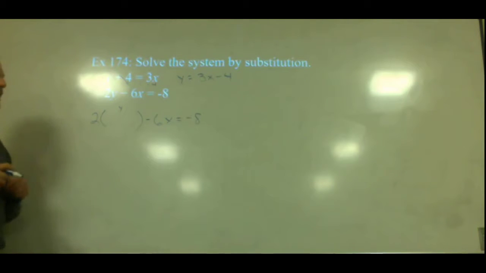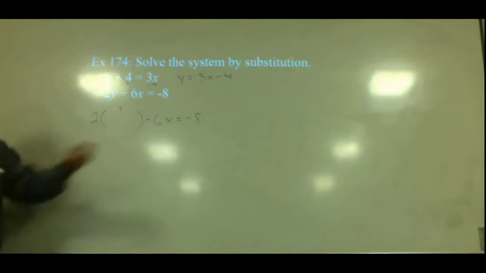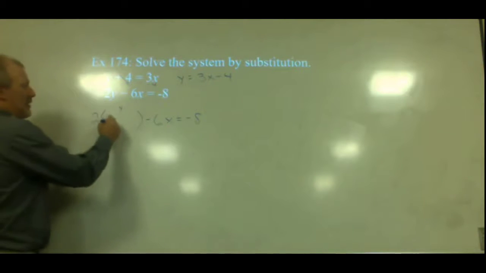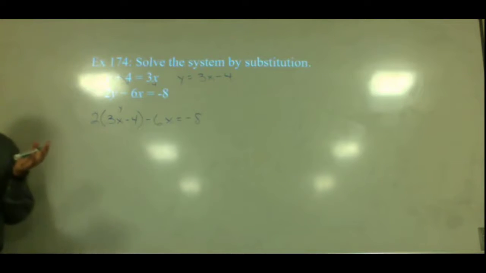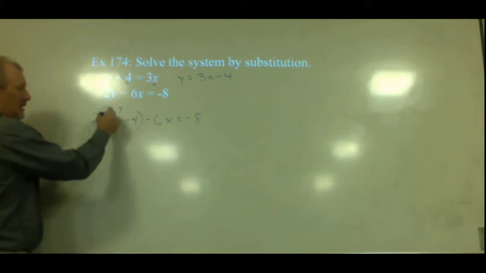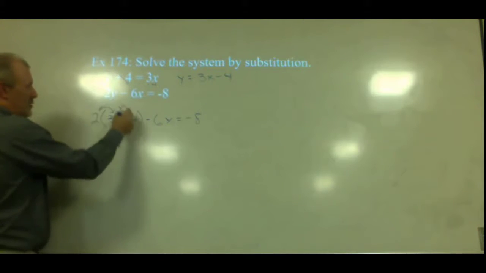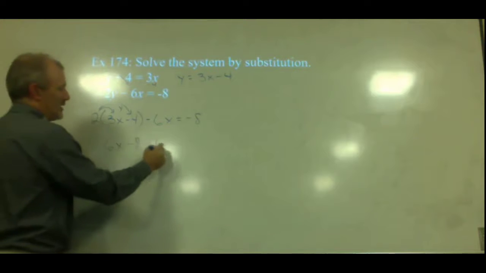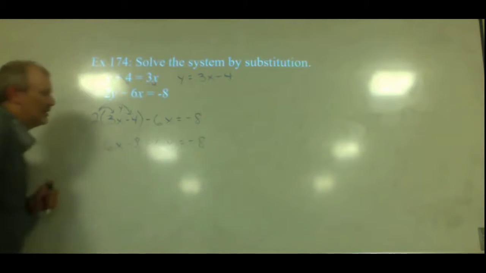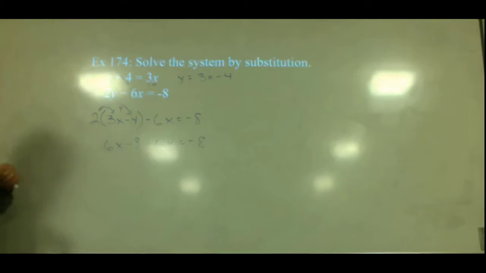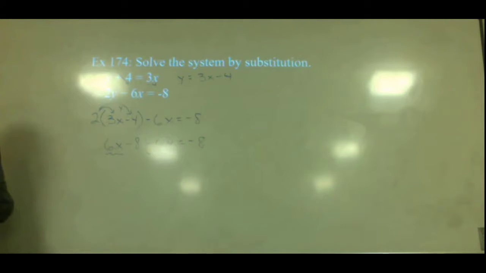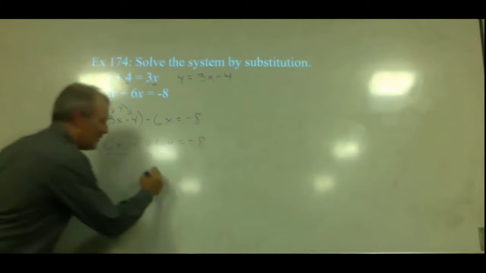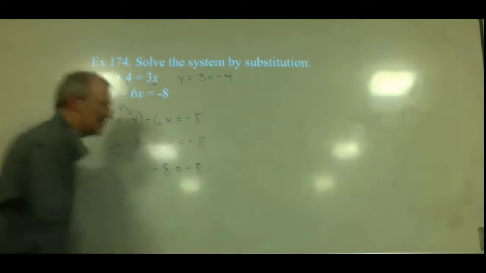So now what are we going to put in place of the y? 3x minus 4, because that's what y equals, right? Now we only have x's. Do we need to distribute this time? Yes. So 2 times this is going to be 6x. 2 times that is going to be minus 8. Minus 6x equals negative 8. All right, so combine like terms. What happens here? They cancel out. 6x minus 6x is 0, right? So all we have left is -8 equals -8.